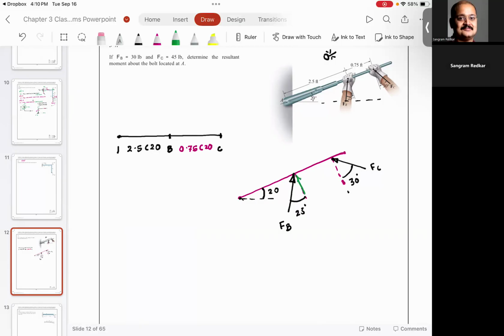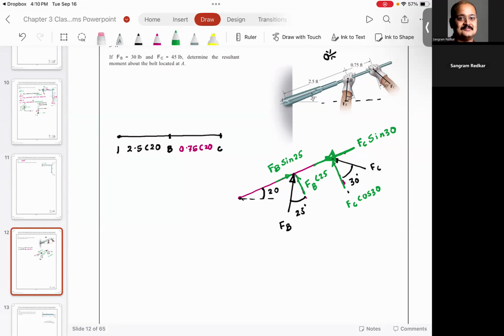This component is going to be FB cosine 25, and you are going to see this component as FC cosine 30. You would also see FB sine 25, and you would also see FC sine 30. I showed the wrong direction earlier. You agree with me?